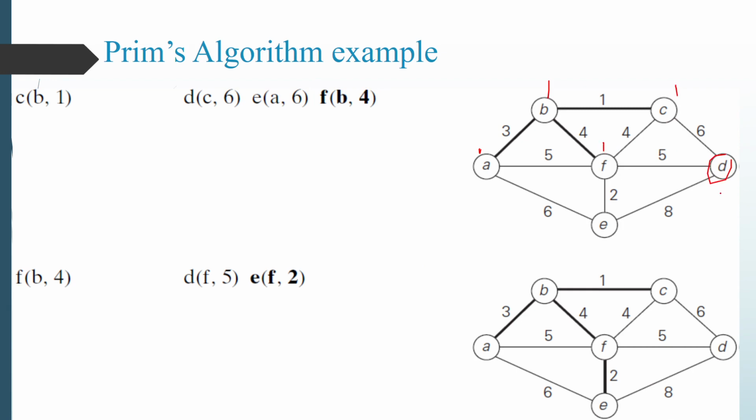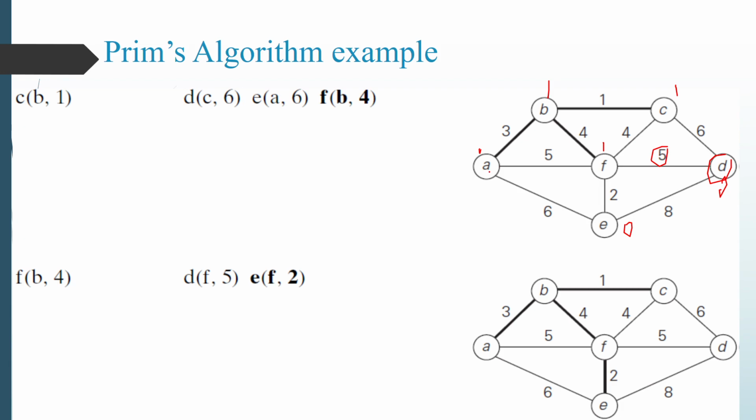So for the D, among 5 and 6, 5 is the minimum. So that's why when it is minimum, if I take F as a visited adjacent one, then the minimum weight is 5. That's why the adjacent vertex is F, which is already visited, and the weight of that one is 5 here. Next E. So now once again E is adjacent to F, which you already visited, and it is also adjacent to A now.